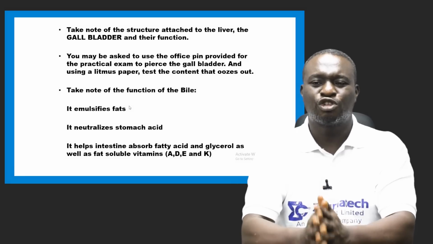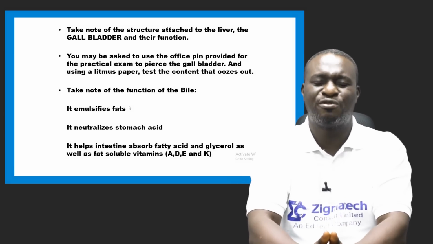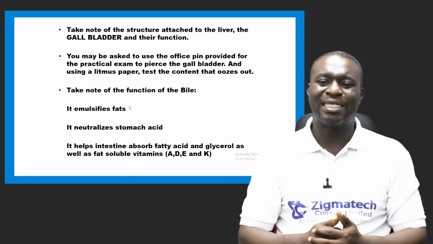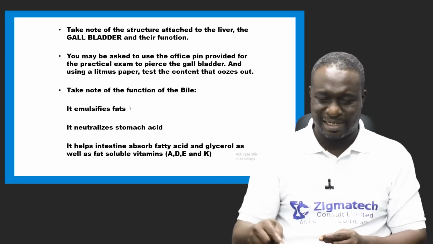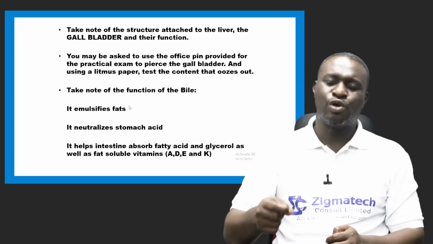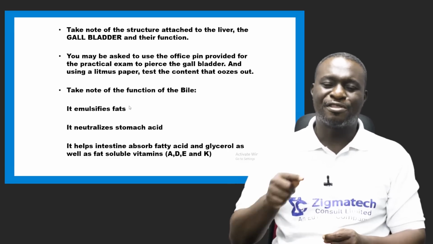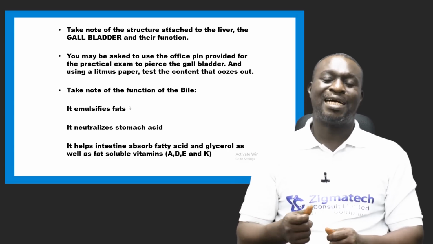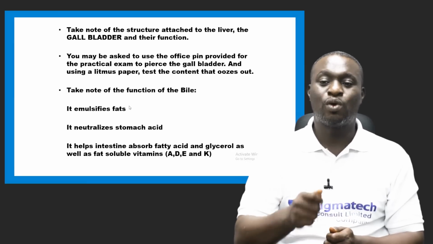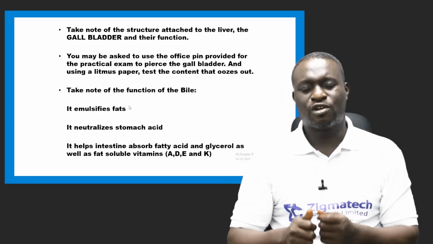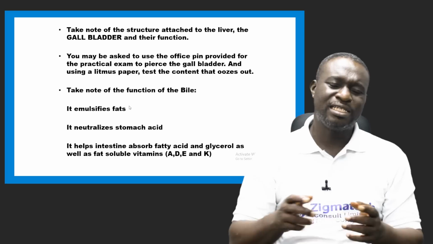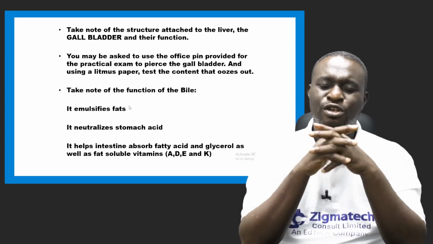Now also take note of the functions of the bile. Apart from emulsification of fats, the bile also carries out other functions. One of them is that it neutralizes stomach acid. Remember, it neutralizes stomach acid. I told you it brings an end to it. Number 3 function of the bile is that it helps the intestine absorb fatty acids and glycerol, as well as fat-soluble vitamins. And of course, the fat-soluble vitamins are vitamins A, D, E, and K. So these are the functions of the bile you should take note of.